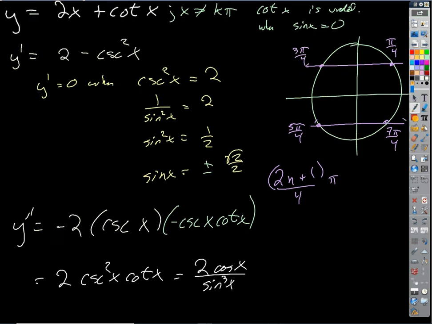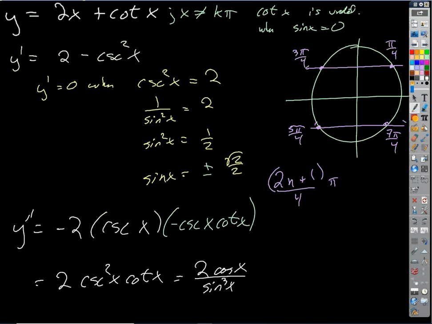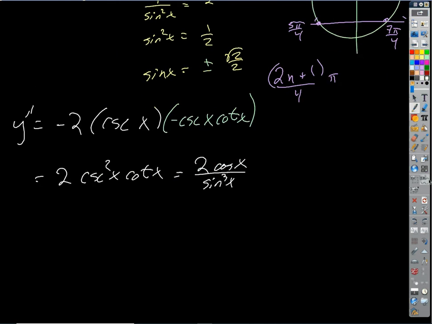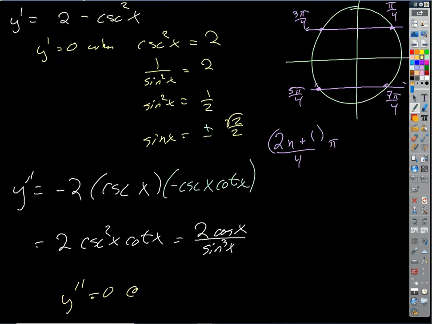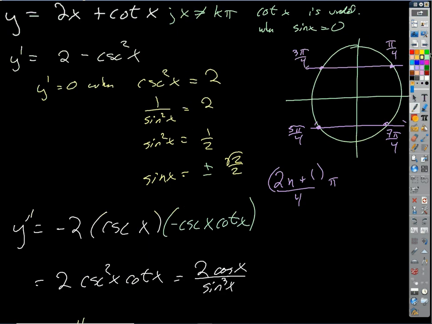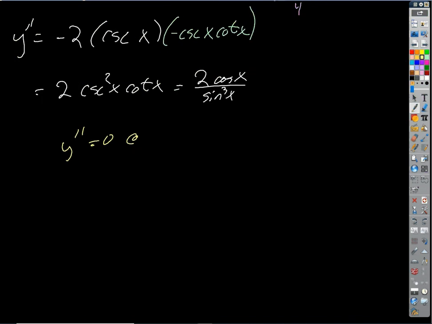Unsurprisingly, where is it? Okay, so where is the second derivative equal to 0? 2 cosine. Okay, so when cosine is 0, the second derivative is 0, right? And on our unit circle, that's just going to be at pi halves, right? Between 0 and pi, that's the only place.